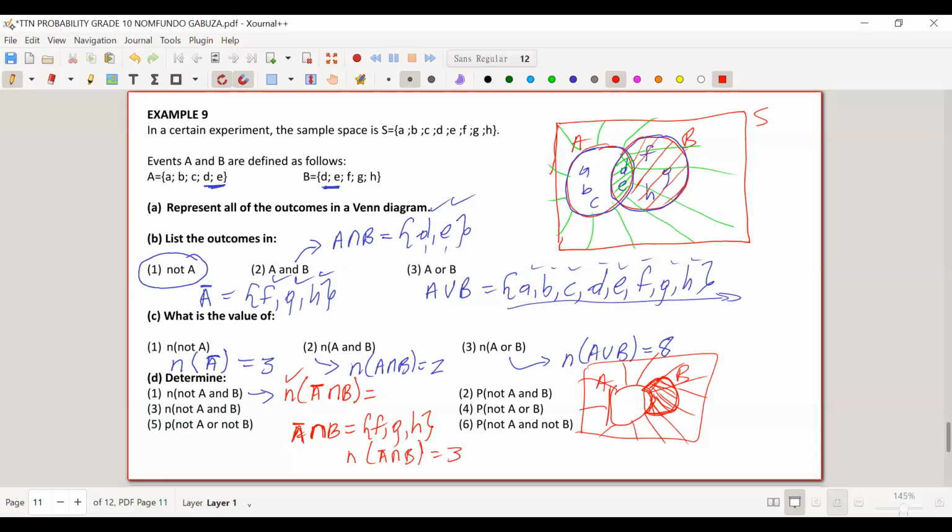So what about the probability? The probability of A complement intersects B is going to be this 3 over the sample space, 3 over 8. So this is our probability.